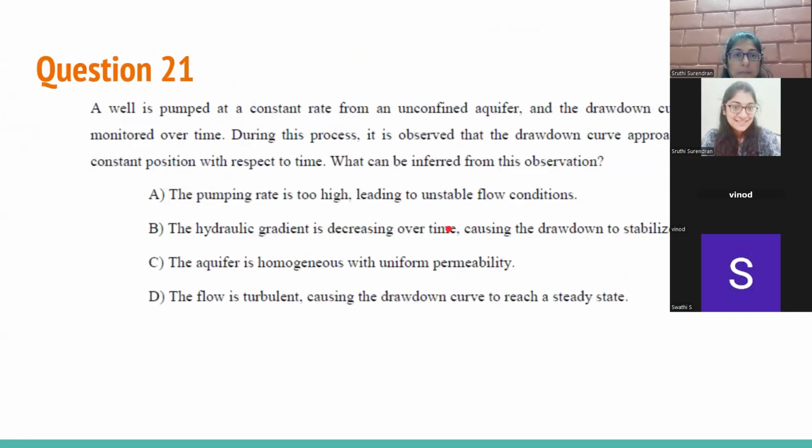Now, a well is pumped at a constant rate from an unconfined aquifer, and the drawdown curve is monitored over time. And we see that this drawdown curve is approaching a constant position with respect to time. What does this observation tell us out of these four options? Take your time, understand the options, and then answer.